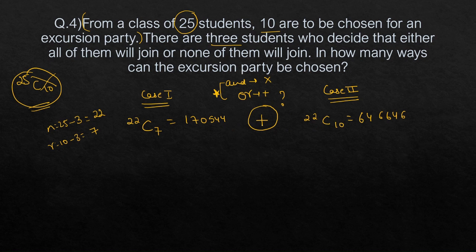So in this case, these are just options. That the ways of selection if these three will be joining, and the ways of selection if these three will not be joining. These are the two cases. So after adding, we'll get the answer. It is 817190. This will be the answer, or the total number of ways of selection of students with this case included, with this condition included.